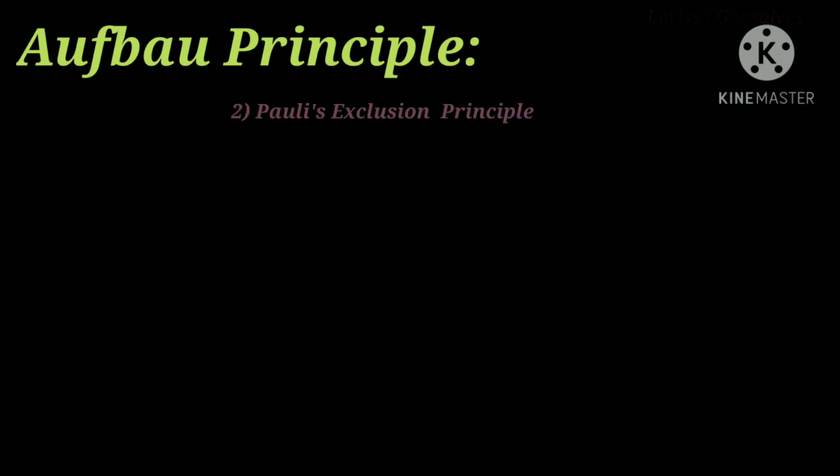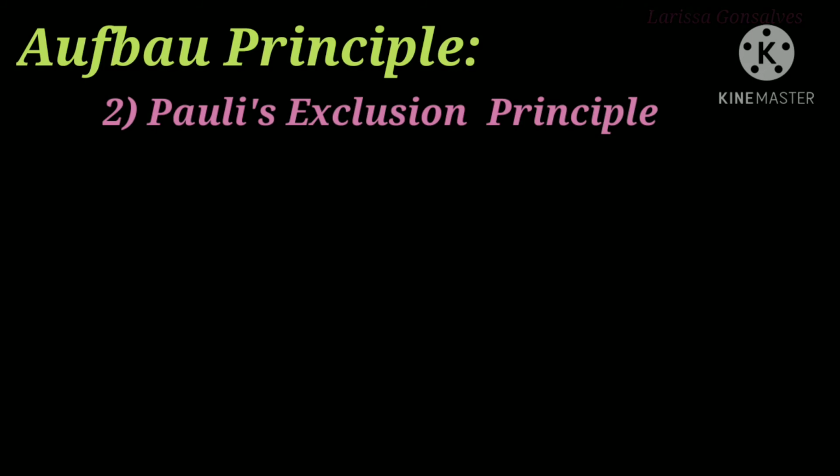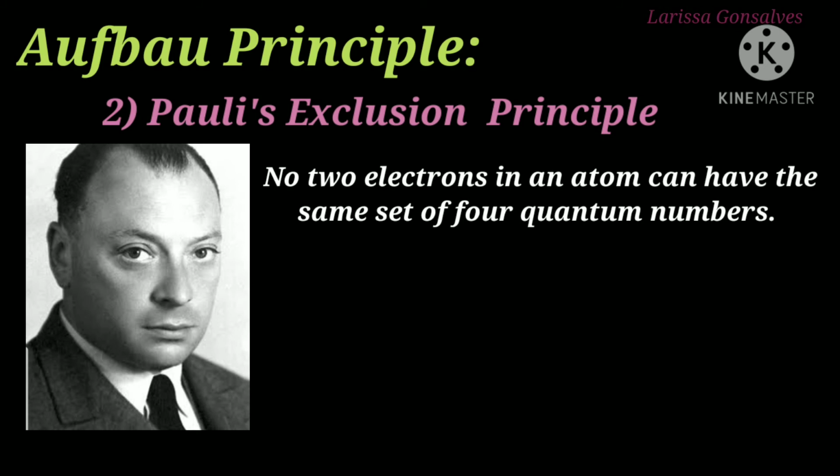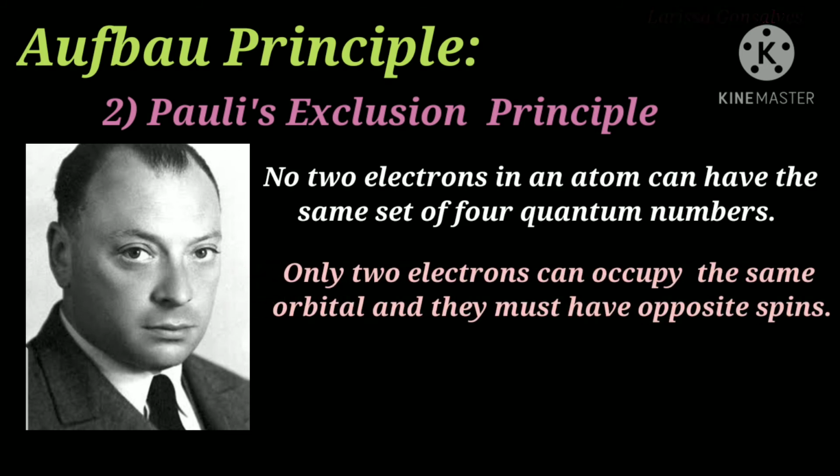Now we move to the second principle, that is Pauli's exclusion principle. The capacity of an orbital to accommodate electrons is decided based upon Pauli's exclusion principle. So Pauli in the year 1926 recognized that no two electrons in an atom can have the same set of 4 quantum numbers. Or the other way, he stated his principle as: only two electrons can occupy the same orbital and they must have the opposite spin, that is the upward and downward spin.